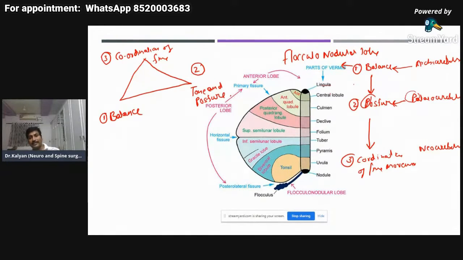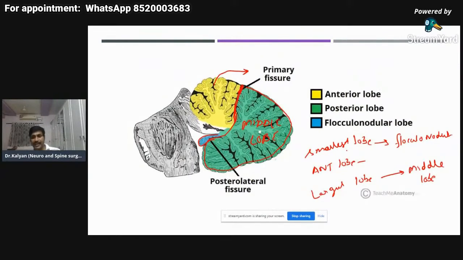What is the lobe of the middle size? The anterior lobe. So the anterior lobe is also known as paleocerebellum, and the function of the paleocerebellum is posture. And what is the largest lobe? The middle lobe. So the middle lobe is the latest structure, highly developed, and its main function is coordination of the fine motor movements.